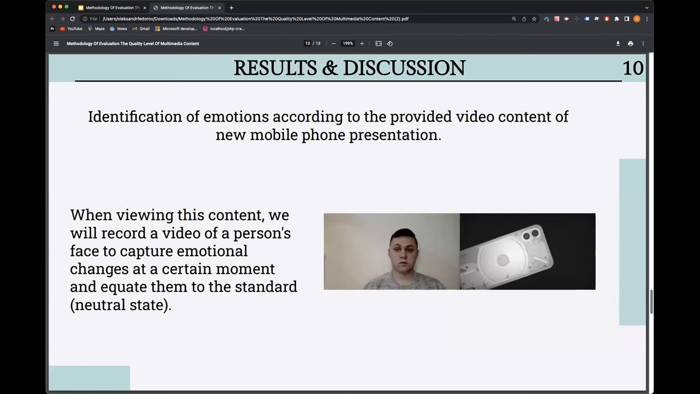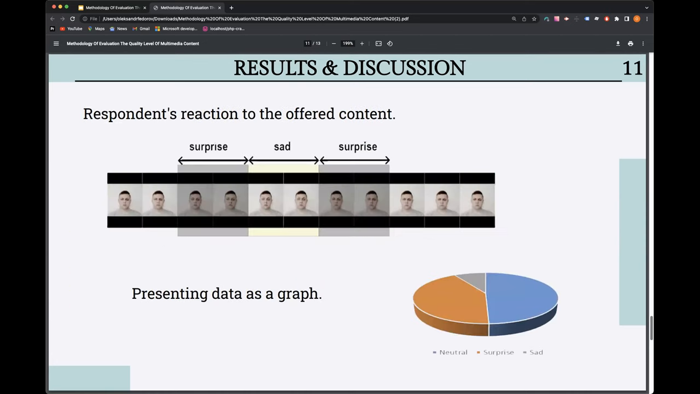As an example, we showed a presentation of a new phone. Then we will identify emotions based on this multimedia content. While viewing it, we will record the person's face to capture emotional changes at a certain moment and compare them to the person's neutral state. This picture shows an example of a second-to-second photo of the respondent's reaction to the offered content.